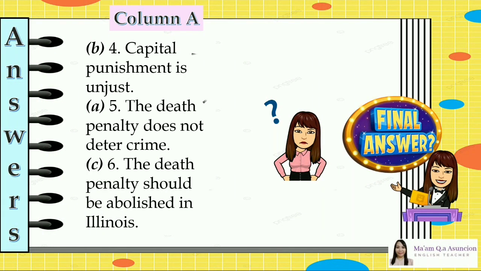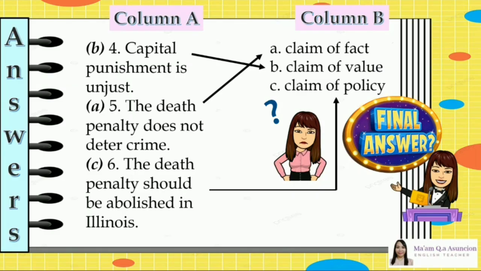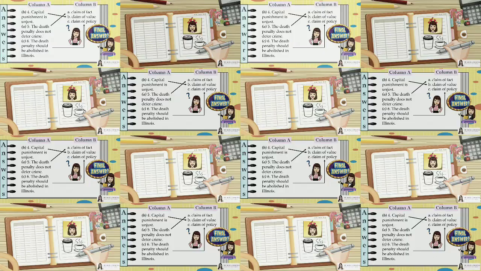Here are the answers. Number 4, letter B, claim of value. Number 5, letter A, claim of fact. And number 6, letter C, claim of policy.